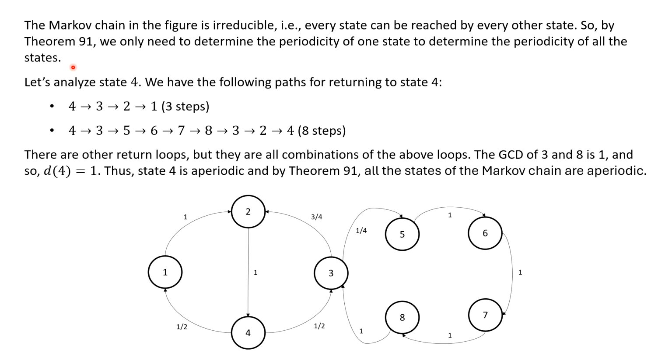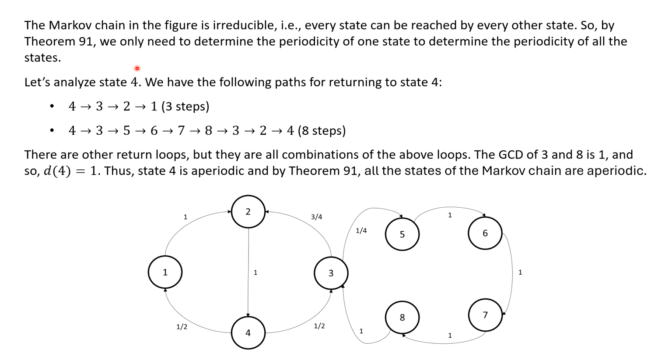So let's finish this lesson with a couple of examples. The Markov chain in the figure down here is irreducible. Every state can be reached from every other state. I'll let you check that, although we can do a few here. You can go from 1 to 2 to 3 to 5 to 6 to 7 to 8. I guess that's maybe the two that are furthest apart, just to give you one example.